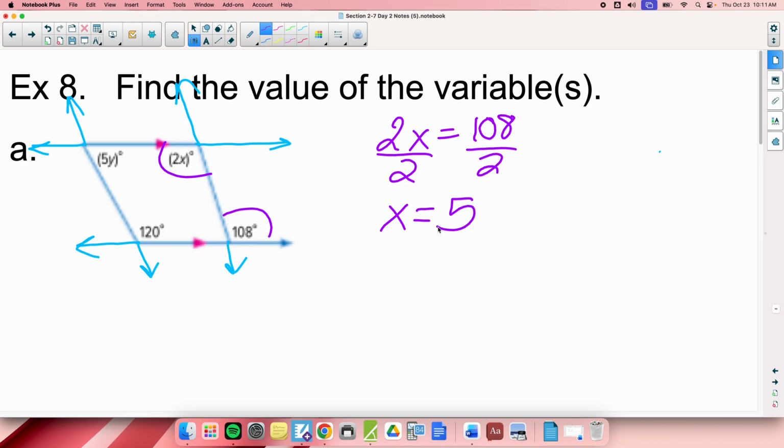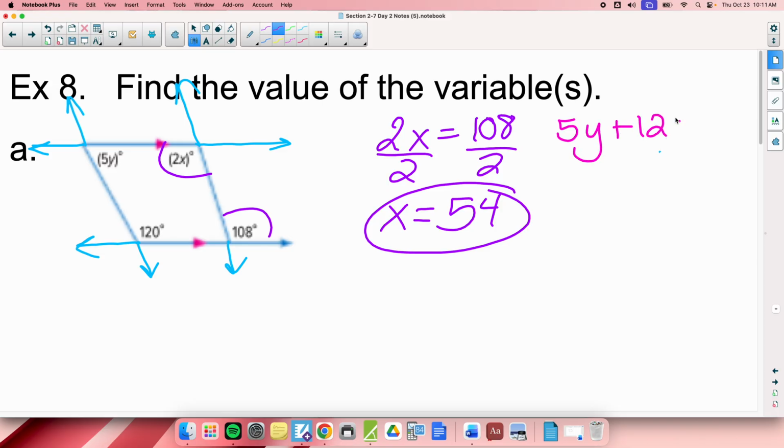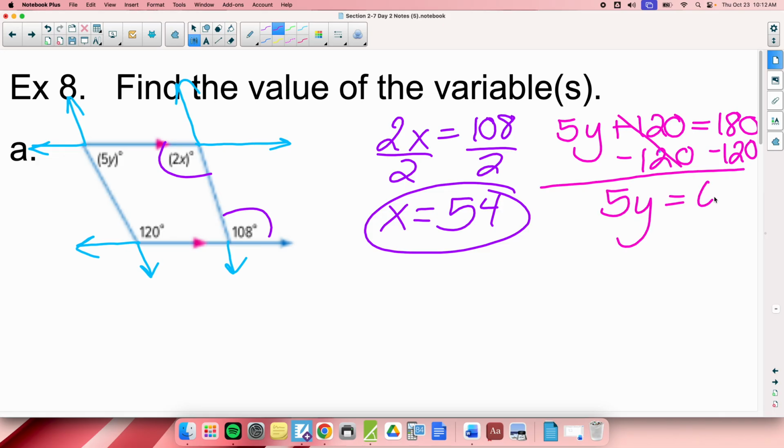That's one answer. Okay? Then, if I look, can you tell what kind those two are? Consecutive interior, and consecutive interior equal 180. Very good. So I can go 5y plus 120 equals 180 and solve that. So I'm going to subtract 120 and I get 5y equals 60. y is 12. Very good.